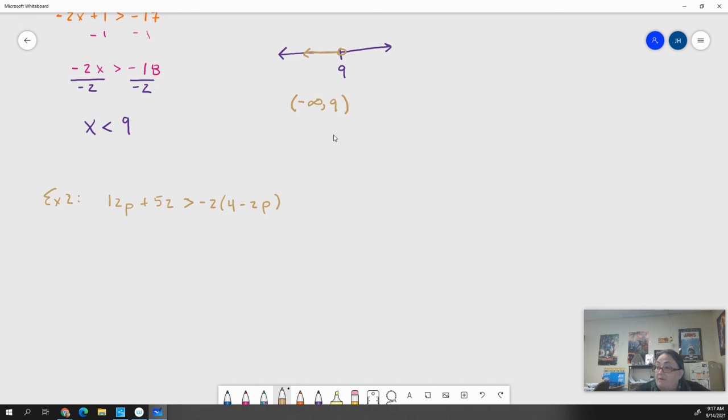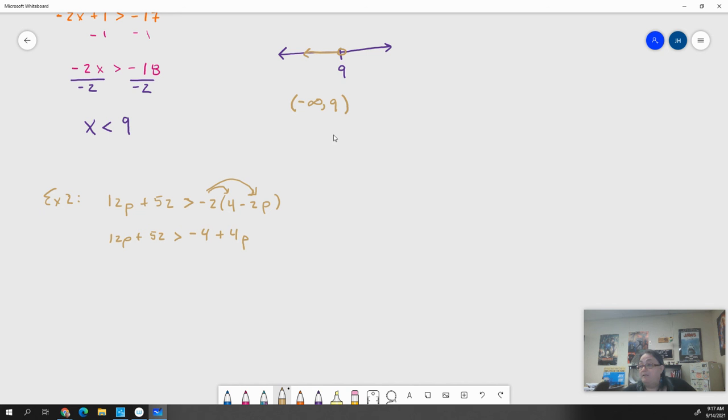So I'm going to go ahead and rewrite this as 12p plus 52 is greater than, and I'm going to distribute this -2. So I have -2 times 4, which is -4. And here's the part that everybody forgets, is that I also have to multiply that -2 on this side, which is going to be -2 times -2, which is positive 4p. Right. And now we can solve it just like we did the other side.